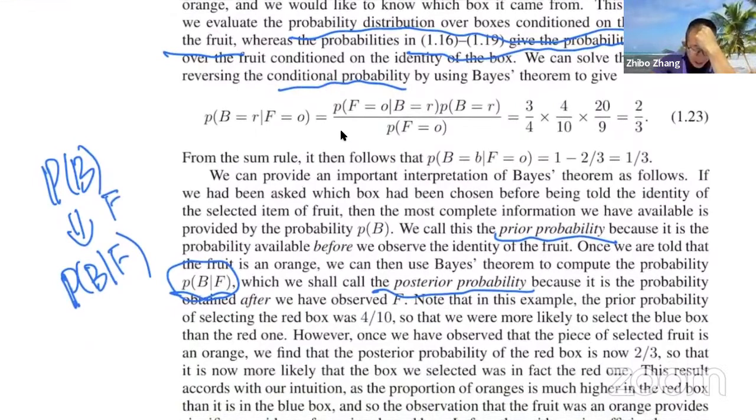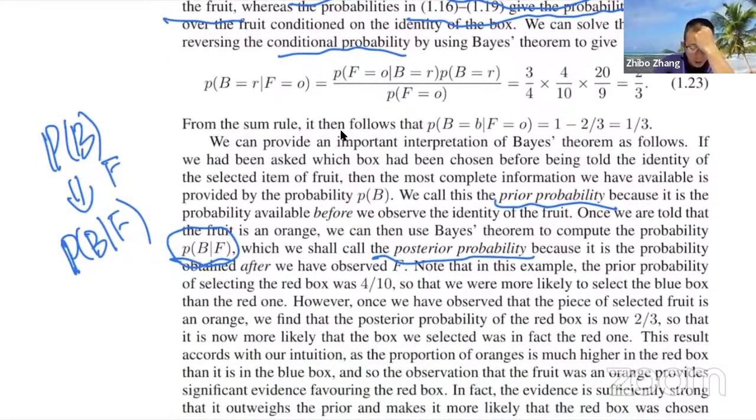Because it is a probability obtained after we have observed capital F. Note that in this example, the prior probability of selecting the red box was 4/10, so that we were more likely to select the blue box than the red one. However, once we have observed that the piece of selected fruit is an orange, we find that the posterior probability of the red box is now 2/3. So it is more likely that the box we selected was in fact the red one.